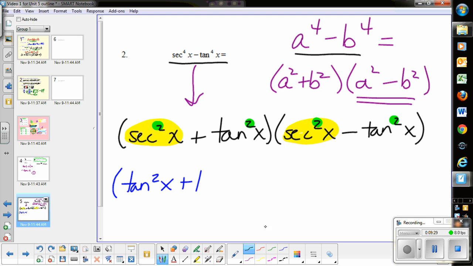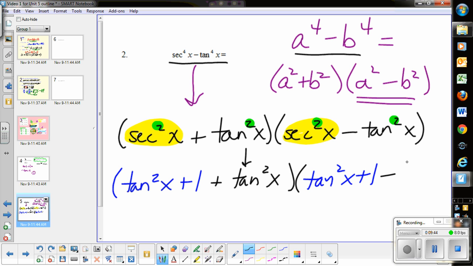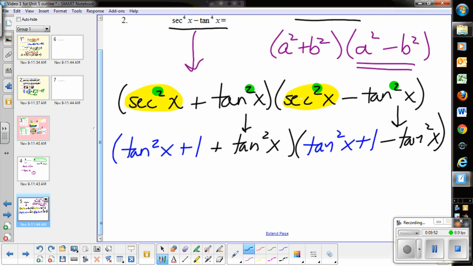So I'm going to put in place of the secant squared, tangent squared plus 1. This is just following along. And then in place of the secant squared, I'm going to put tangent squared plus 1. And then this part's just going to follow. So this was here before. Okay? It's just following along. So I replaced the highlighted secant squareds with tangent squared plus 1.